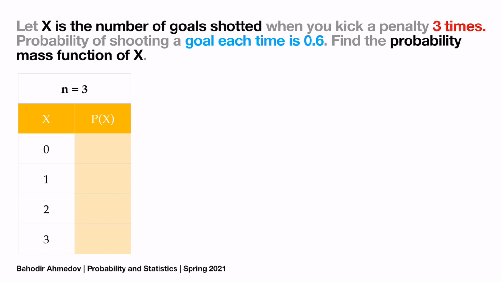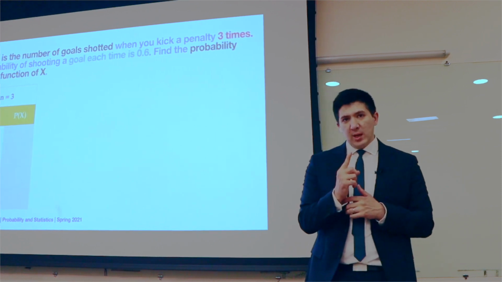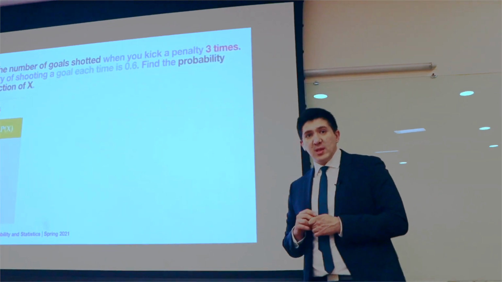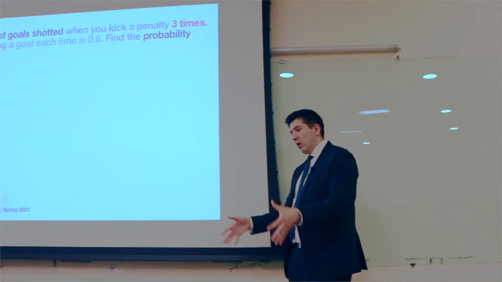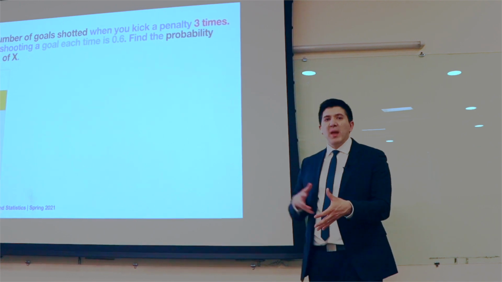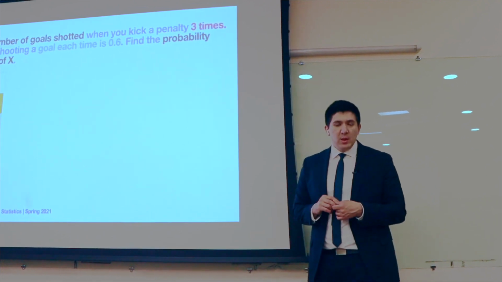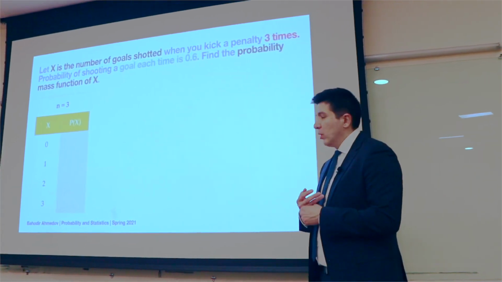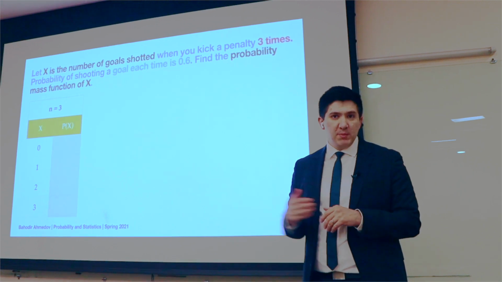In the first part of the lecture, we're going to discuss this random variable. Before we discuss the probability mass function for this kind of random variable in general, let's solve this kind of problem. Let's say x is the number of goals scored when you kick a penalty 3 times. The probability that on 1 penalty shot you will make a goal is 0.6. It means that if you've got a penalty kick, the probability that you will make the goal is 60%. Now you're going to kick the penalty 3 times, and I would like to know the number of goals you can make.